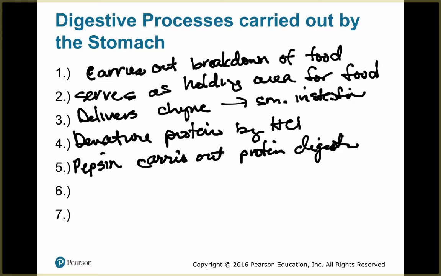Now, casein, which is a milk protein, is a little bit different. It's actually broken down by renin in infants. And so that's why when infants spit up and it has that curdy kind of substance in milk, that's why it's a little bit different.